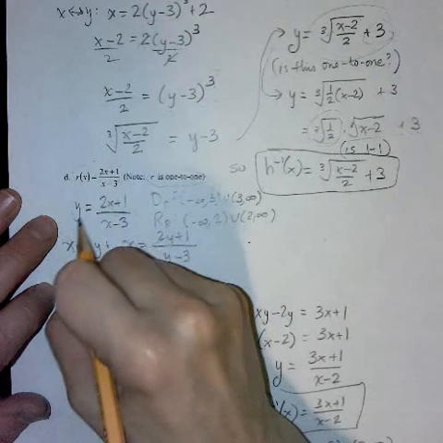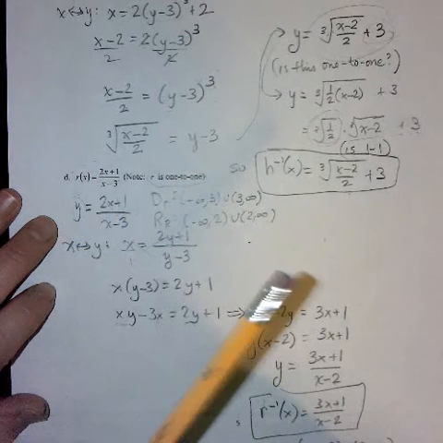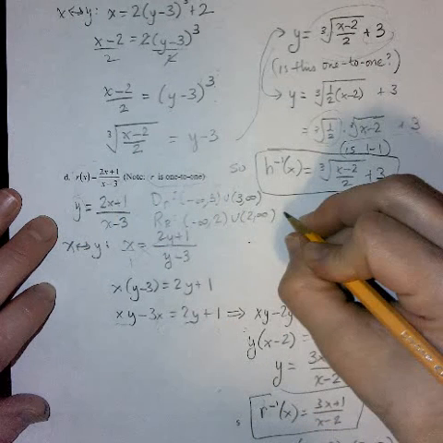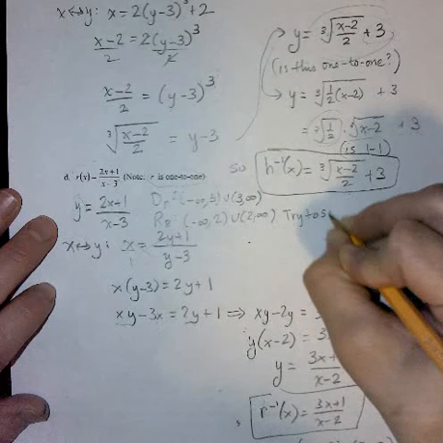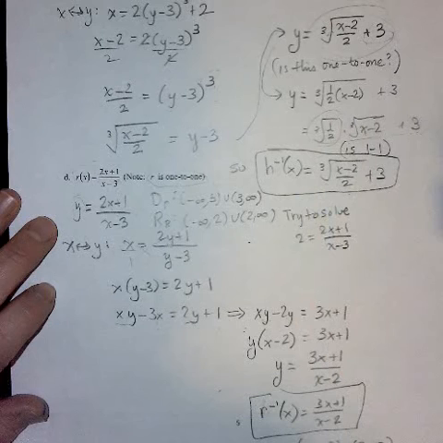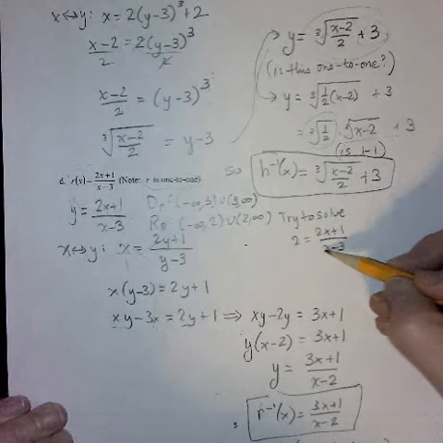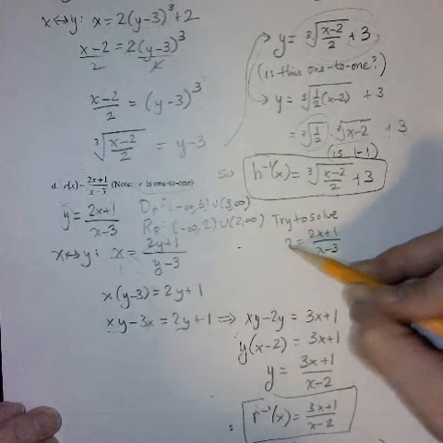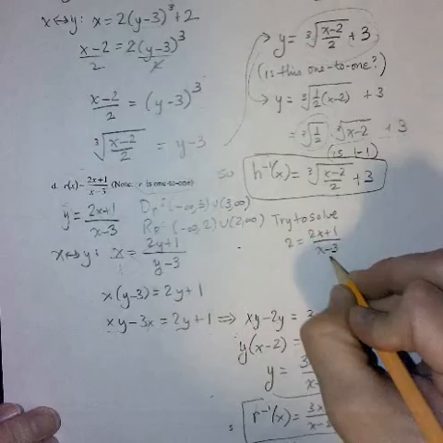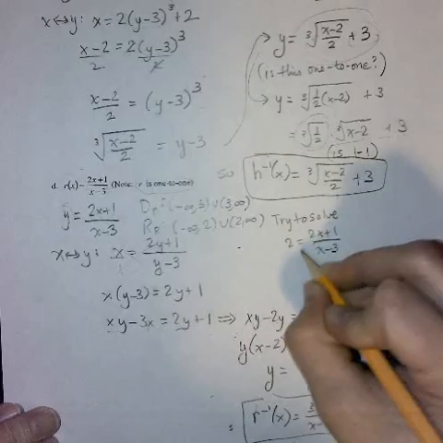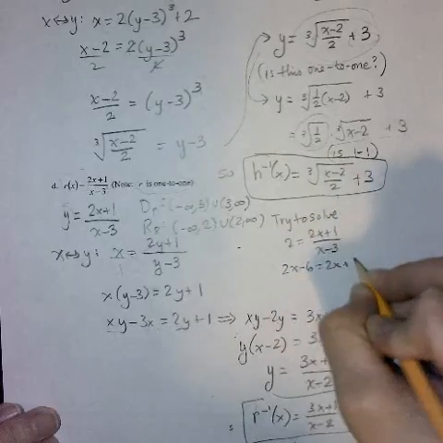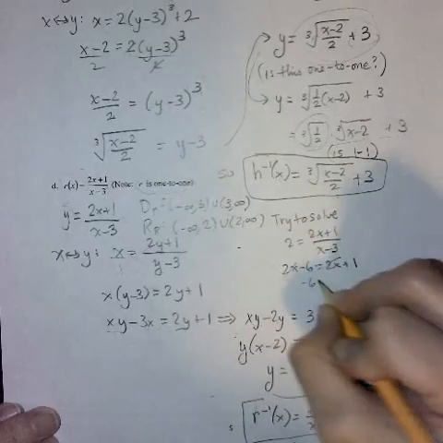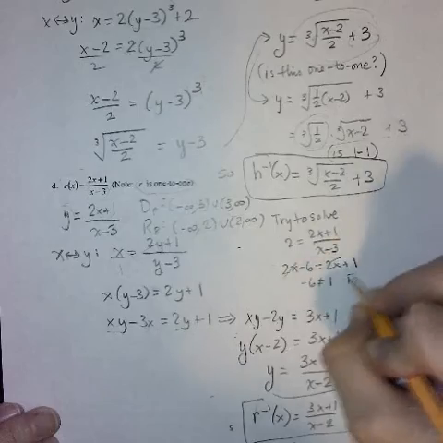And so if you try to solve 2 equals 2x plus 1 over x minus 3 to see if there is an x that would give you this y, notice when you multiply both sides by x minus 3, you've got 2x minus 6 equals 2x plus 1. Notice negative 6 does not equal 1. That's false. So this equation has no solution.